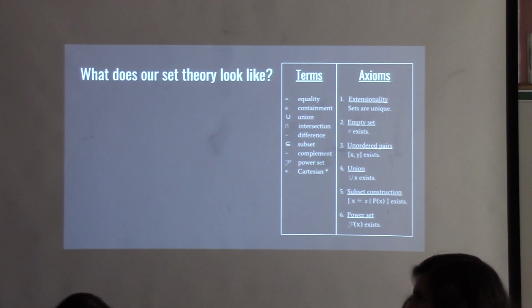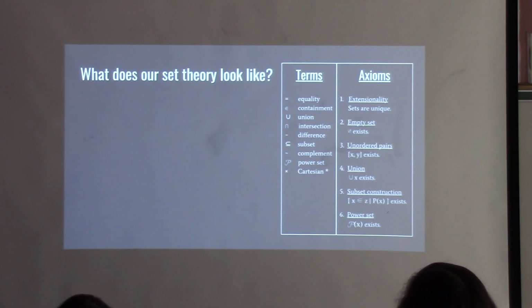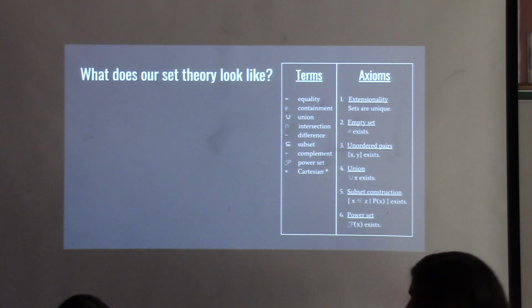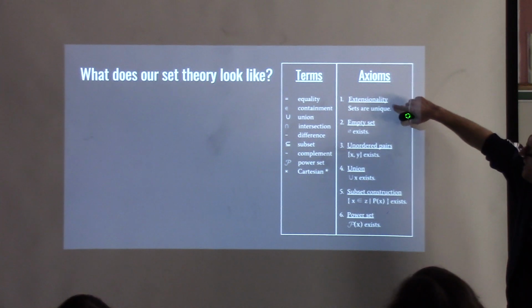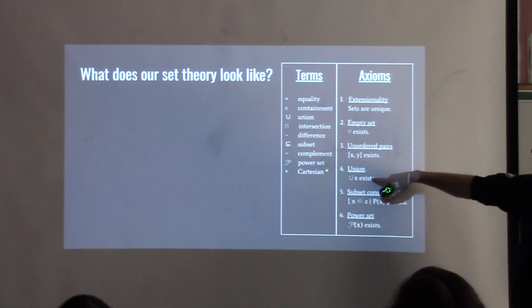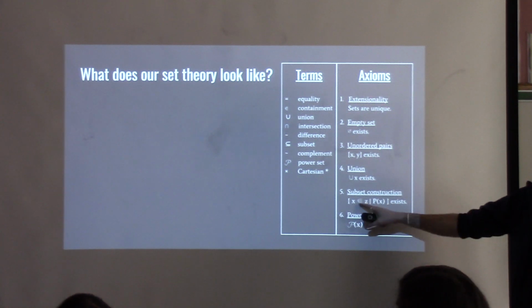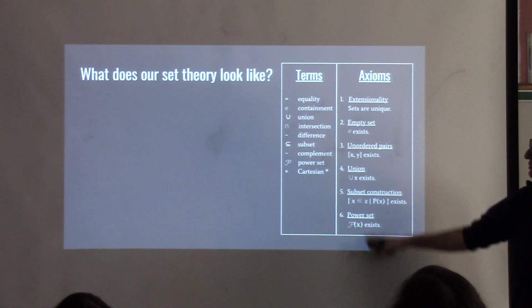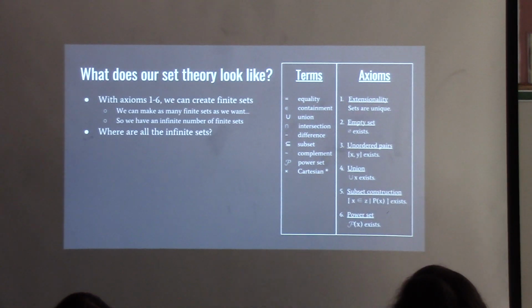All right. What does our set theory look like? We have all these sets so far. Two sets are the same if they have the same members, the empty set exists, we can make unordered pairs, we can union, we can construct a subset of a set given some property from another set that we've already constructed, we can take the power set of a set. With these axioms, we can create finite sets.